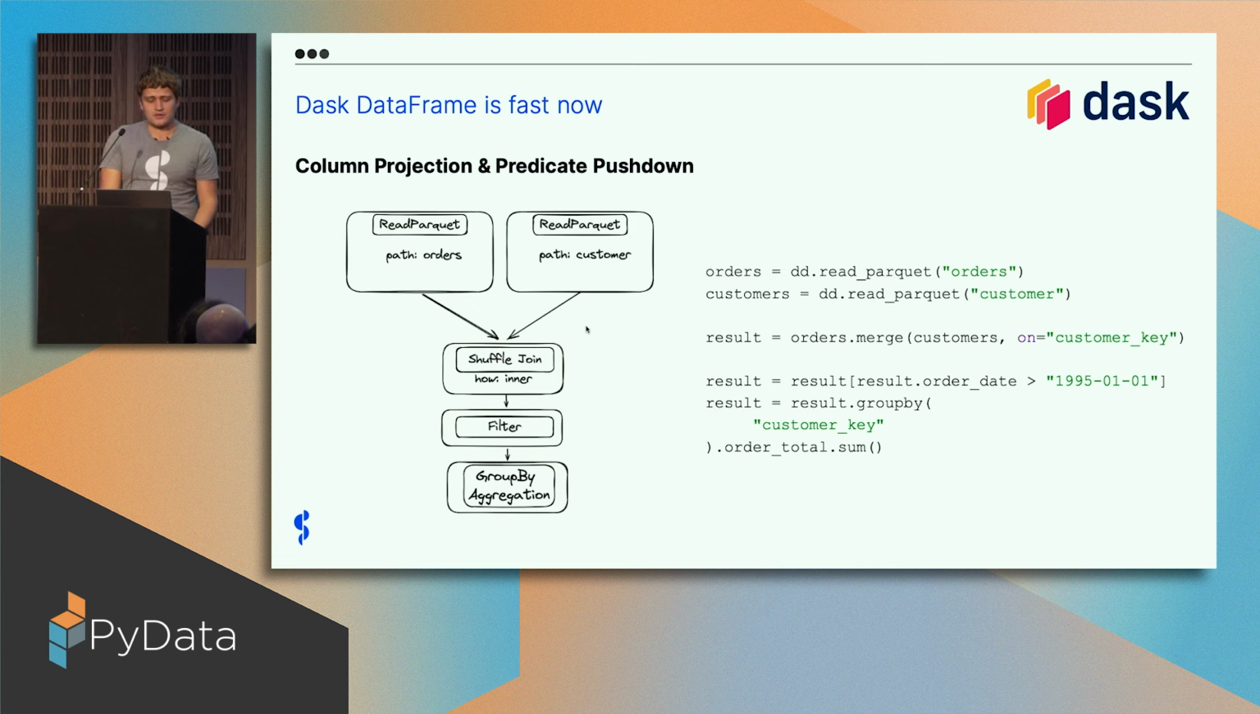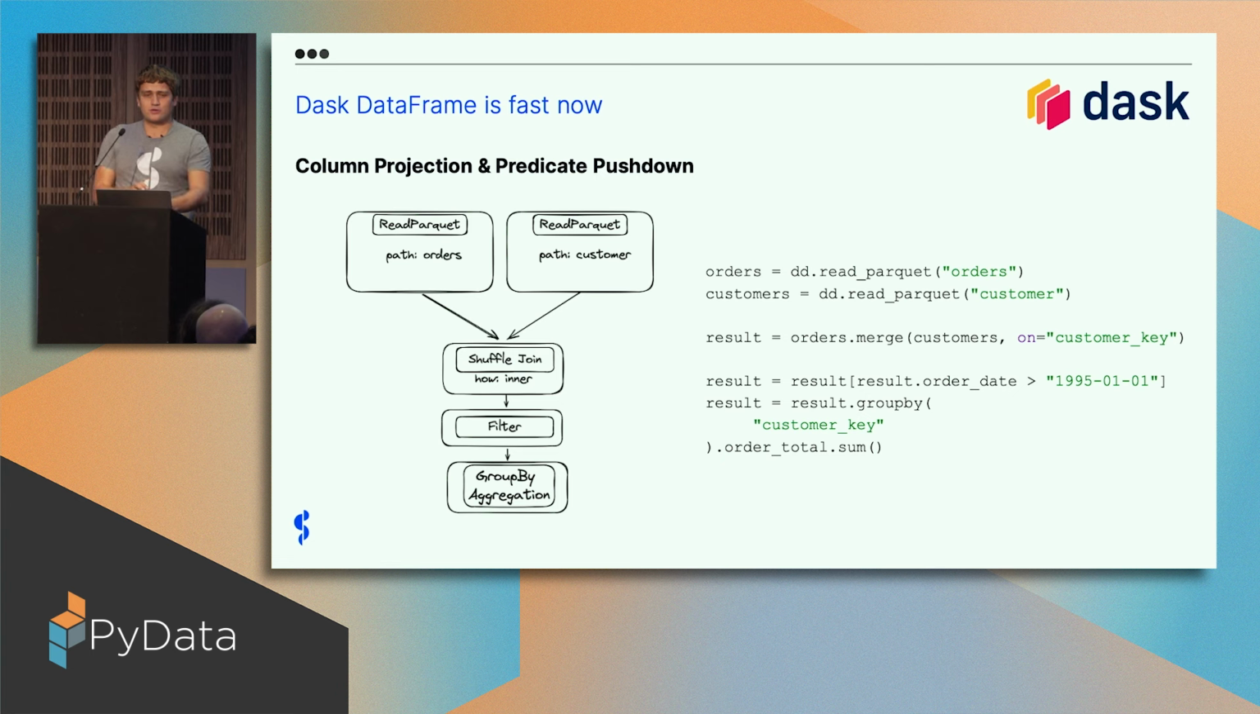So we want to calculate the order total per customer since 1995. Historically, Dask would just read everything, being pretty dumb, to push everything through the join. As I said, if you have a network transfer, this is pretty slow. So if you have a lot of data to transfer through the network, this will be even slower. Then it will run the filter and do the group by aggregation in the end that restricts us to 2 columns.